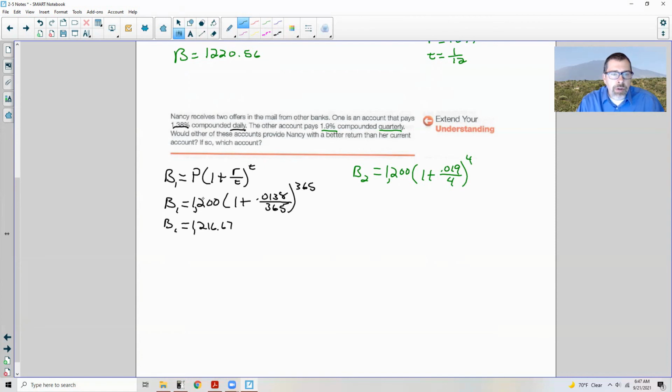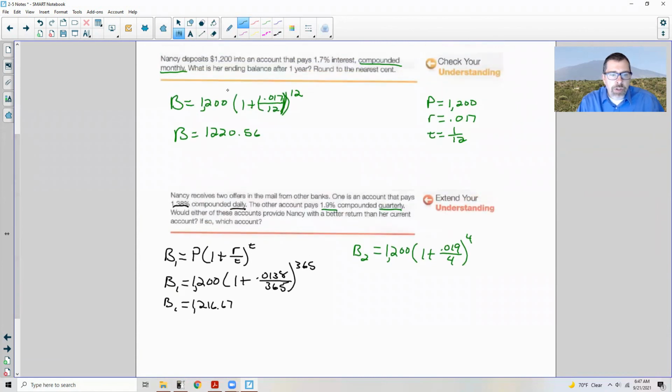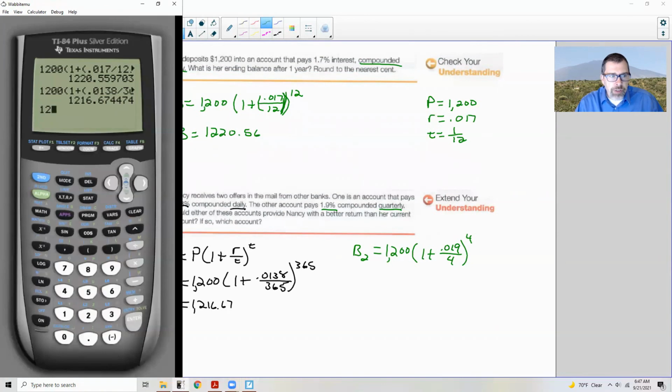Okay, so right now we already know that this bank isn't as good as the one she already has. The $1,200 compounded at 1.7% monthly is better than a 1.38% compounded daily. And now when we go to do this one, it is going to be 1,200 parentheses 1 plus another parentheses 0.019 divided by 4. Close the parentheses up, put a 4 and hit enter.